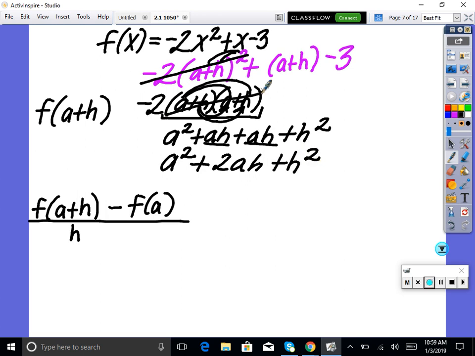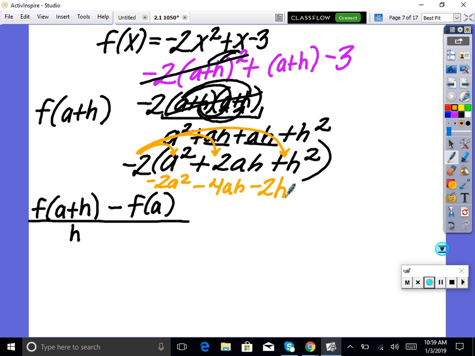Now all I've done is multiply out that. So don't I need to times all that stuff to negative 2? Yeah. Alright, so continuing simplifying this correctly. Negative 2 times a squared is negative 2a squared. Negative 2 times positive 2ah is negative 4ah. Negative 2 times positive h squared is negative 2h squared. Do you agree? And now I have done that part. Then we have plus a plus h. Since that wasn't a negative, we didn't need to distribute any negatives, and then minus 3.